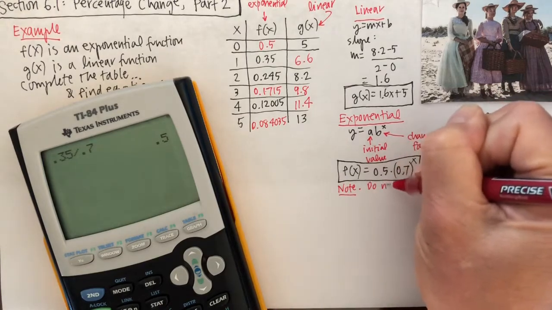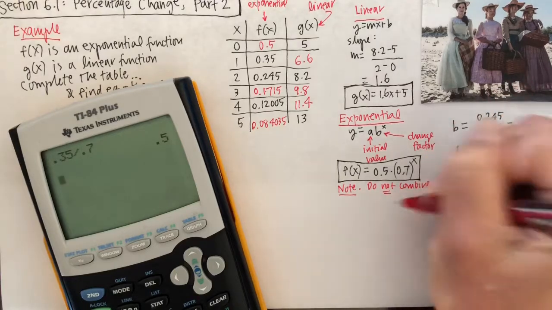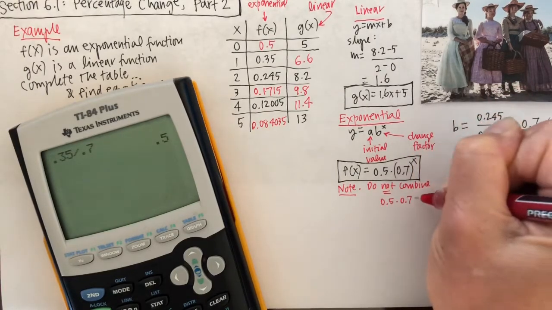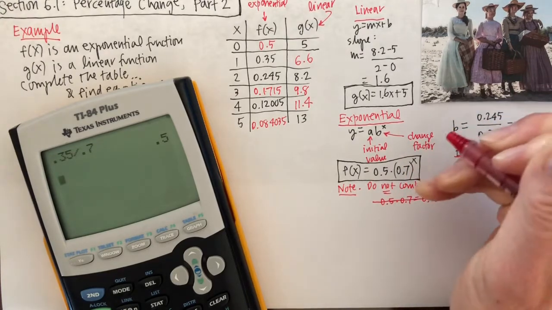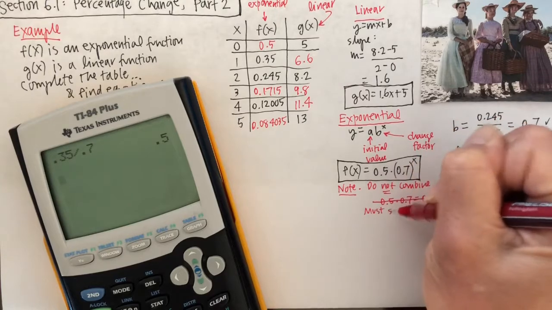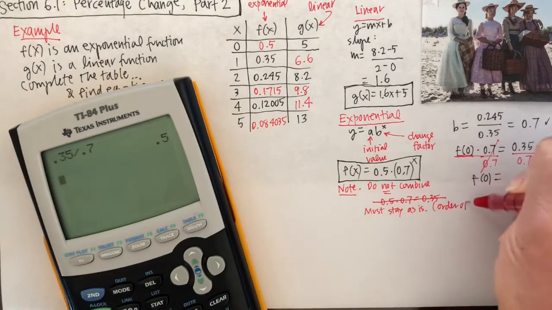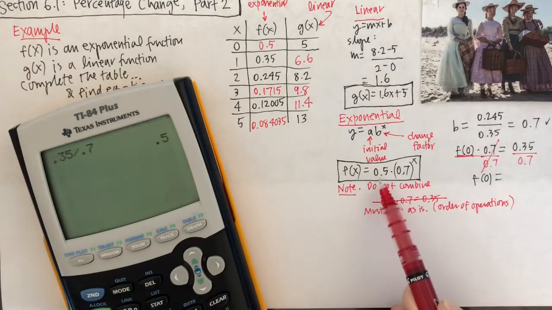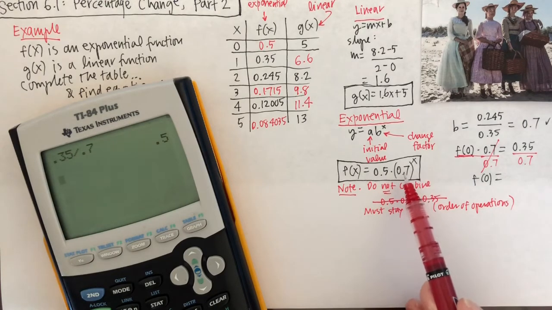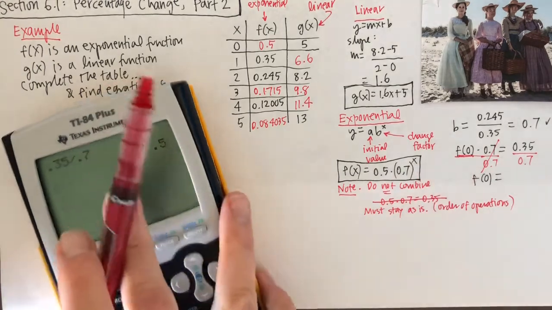So do not combine and say 0.5 times 0.7 equals 0.35. Don't do that. It must stay as is. And this is because of order of operations. This will be true for all exponential functions. Do not combine the initial value with the change factor, because that change factor has to stay as it is, raised to this variable exponent. Okay, good. Let's do another example.